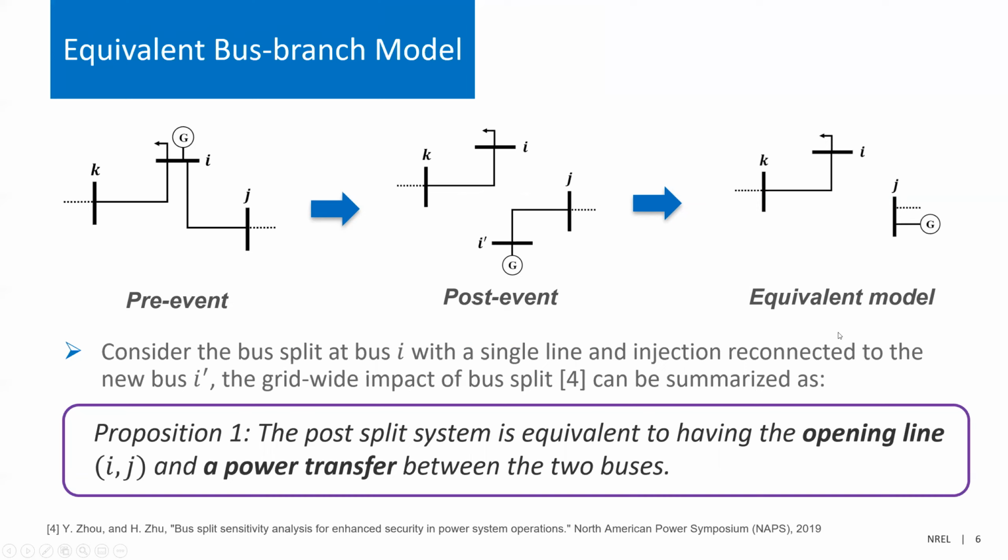In the previous conference version of this work, we performed a detailed analysis of this topology change. The impact of the bus split can be summarized in the following proposition. A bus split is equivalent to opening a line L, followed by a power transfer between the two buses. We're going to use this proposition and conclusion later in our formulation, as it is very important. It's a conclusion in the context of the bus-branch model.